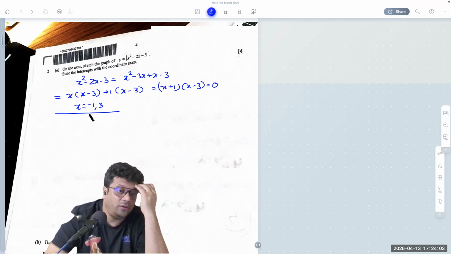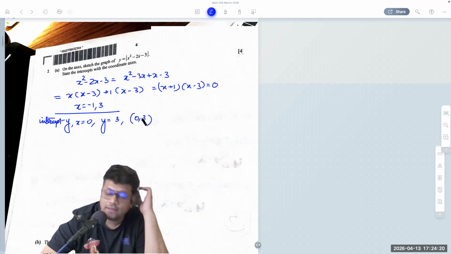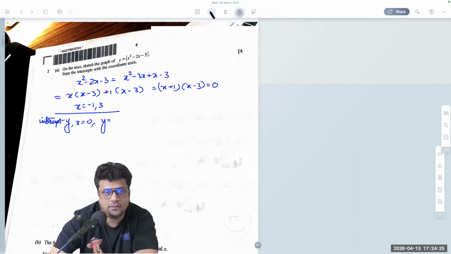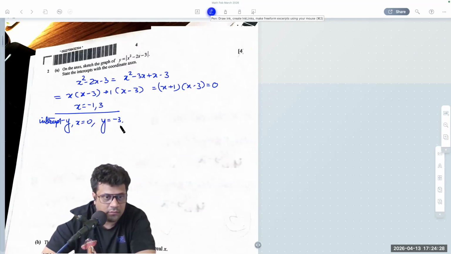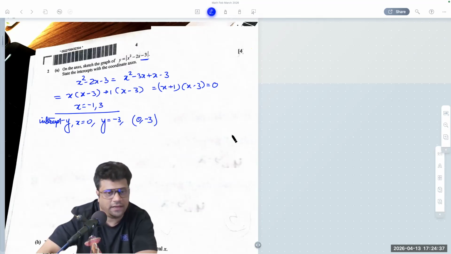I can also find the y-intercept. The y-intercept is when x is 0. So it comes out to be y equal to 3. So 0 comma 3 happens to be the y-intercept of it. Oh, if we are looking at just the quadratic without that mod, it's 0 comma minus 3. So we are going to sketch the quadratic without the mod first, and then we're going to reflect it.